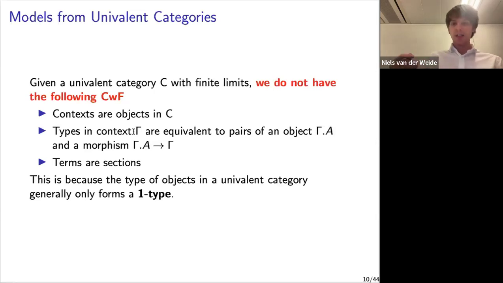And this holds also more generally for univalent categories, because in a univalent category, the identity type of objects is the same as isomorphism. And objects could be isomorphic in different ways. And thus, a univalent category does not necessarily have a set of objects. So, if we start with some univalent category with finite limits, we do not have a nice CWF that is as follows, where the contexts are objects in C, and where types in the context gamma are equivalent to morphisms from some object to gamma. And this is again because in general we only have a one type of objects in a univalent category and not a set. So this CWF is something that we do not have.